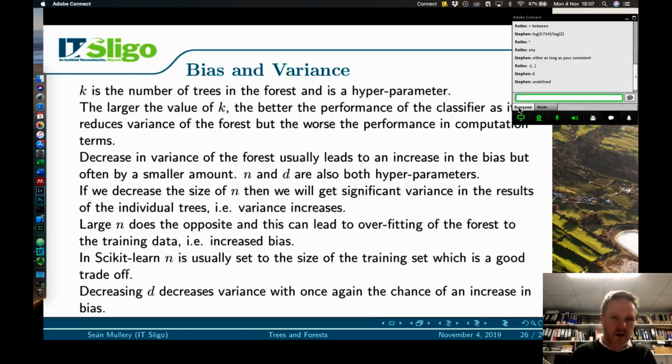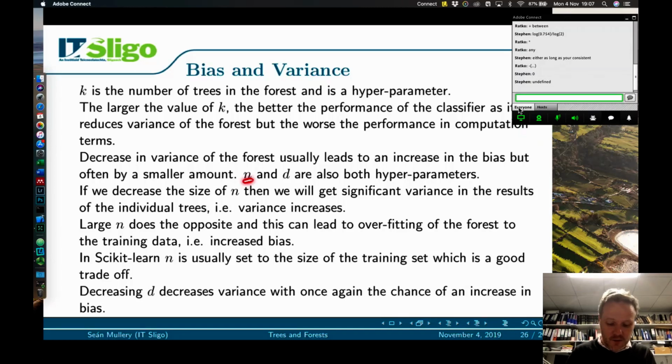A decrease in the variance of the forest usually leads to an increase in the bias. And so you can see here that if we reduce our variance, we become more biased because we're more biased to the data that's there rather than anything else. However, normally a decrease in the variance increases the bias, but by a smaller amount than the decrease in the variance. So they can be useful up to a point.